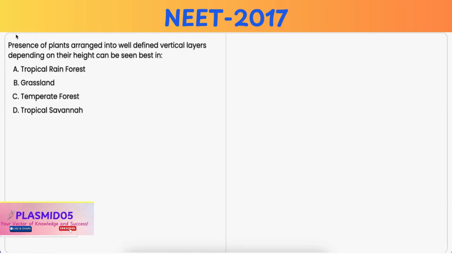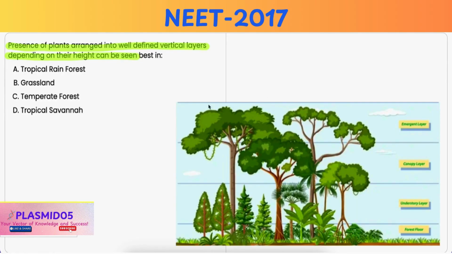In this question, you have to identify the type of ecosystem in which the presence of plants arranged in well-defined vertical layers depending on their height can be seen. Option A, tropical rainforest. Tropical rainforests exhibit a well-defined vertical stratification of plants. These layers include the emergent layer, the canopy, understory, and the forest floor, with each layer supporting distinct plant and animal life. This vertical arrangement is due to the dense vegetation and competition for sunlight. Hence, it is the correct option.